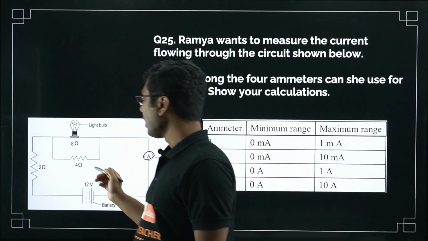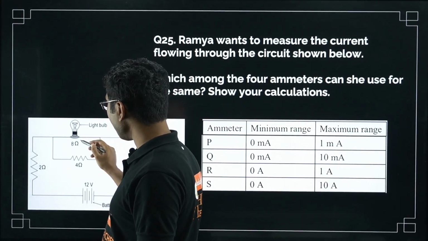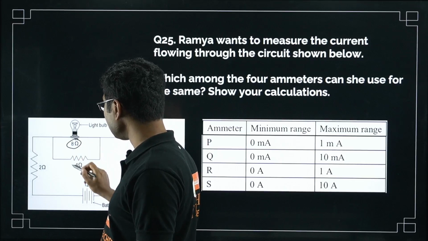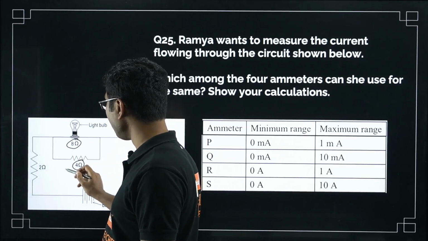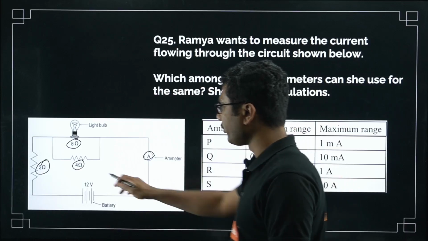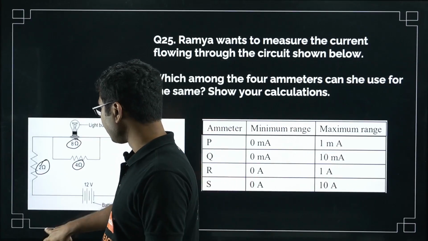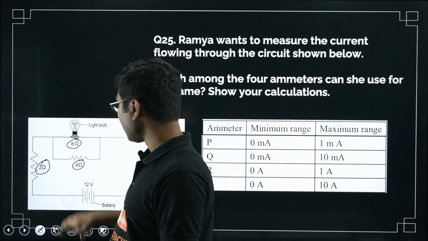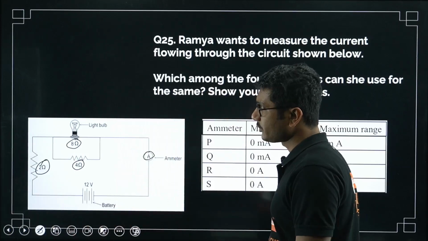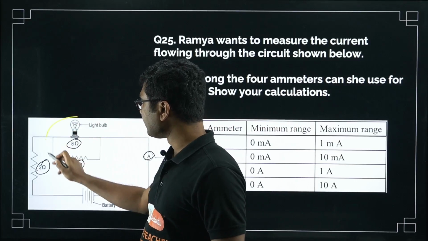Now here what they have given is one bulb of 8 ohm resistance, one normal resistance of 4 ohm, and one resistance of 2 ohm, and a battery of 12 volt. So these are the things that are given. What we have to do first is calculate the total resistance of the circuit. First, how to start it? To start, we have to use this part first.